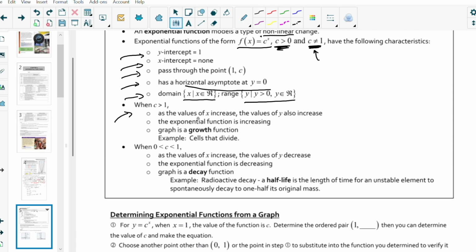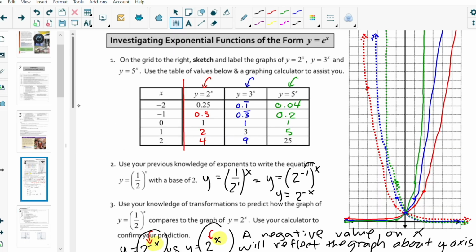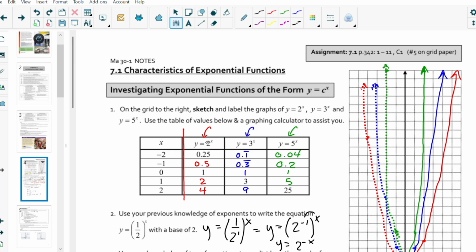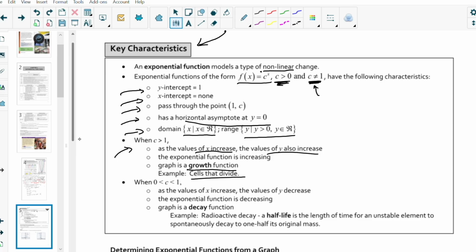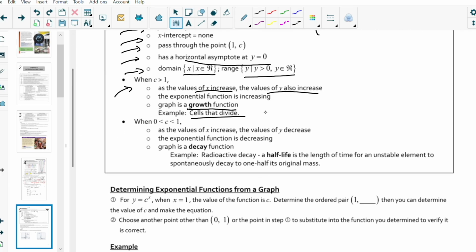When c is greater than 1, here's the behavior. As the value of x increases, the value of y also increases. So this is what we saw, where the c value is greater than 1, right? And that's this series of graphs. As x increases, y increases. This is a growth function, so cells that divide and multiply. So cells that divide and they increase in number.